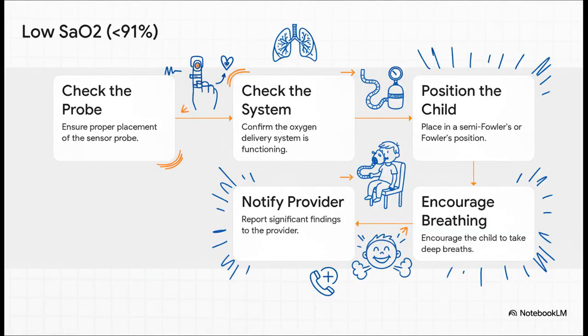So here's the million-dollar question, and you know ATI is going to ask this. Your patient's SaO2 drops below 91%. What is your very first move? Before you crank up the O2, before you even think about calling the doctor, you check your equipment. Is that little sensor probe on the finger correctly? Is the tubing kinked? Always, always, always assess your equipment first.